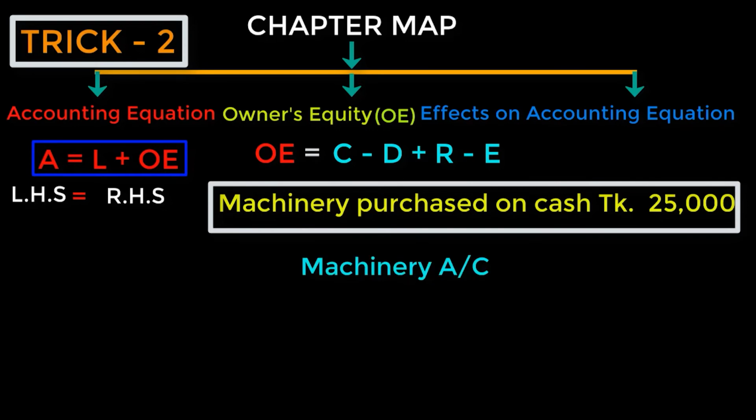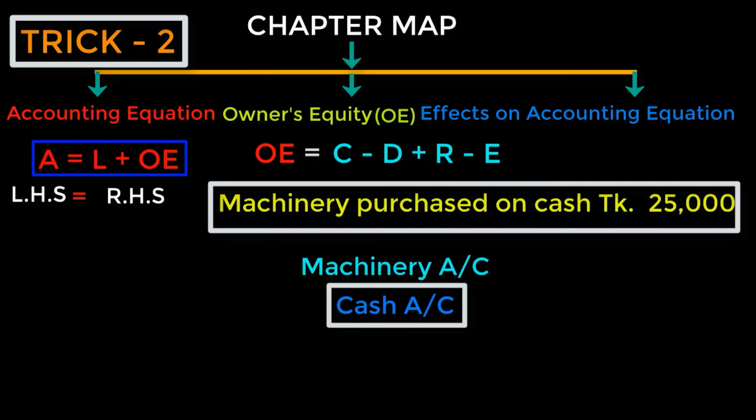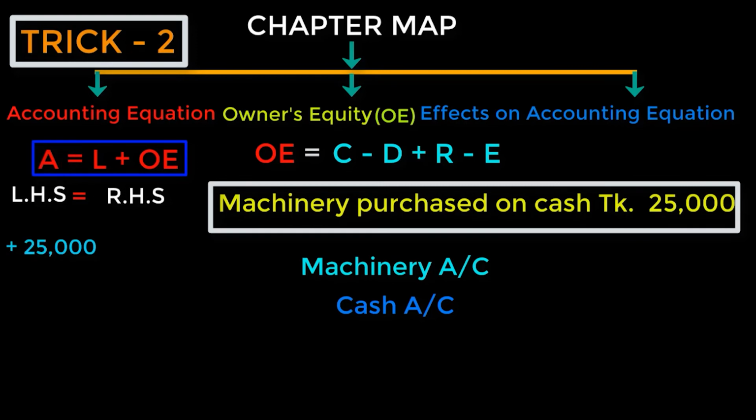One is machinery account and the other is cash account. This machinery account is the element of these assets A, and this cash account is also the element of these assets A. See, only this left hand side has changed. Now tell me, because of purchasing machinery, will the assets of the company A increase or decrease? Certainly assets A will be increased. So we can write 25,000 taka here below this A.